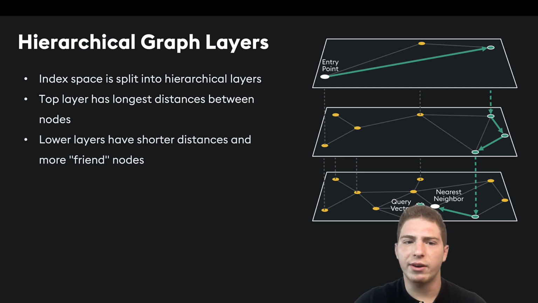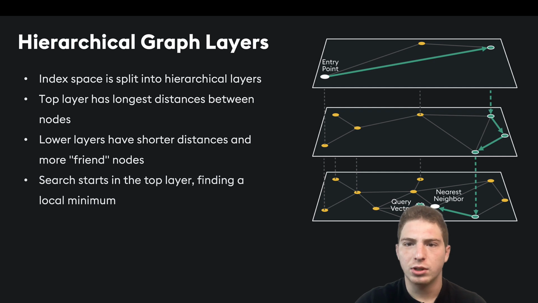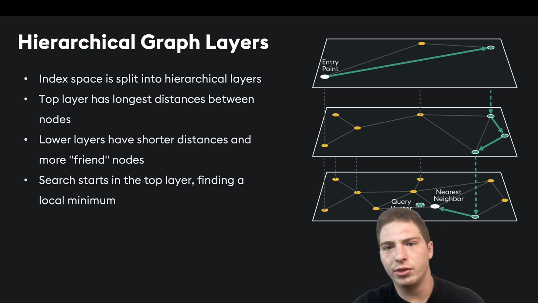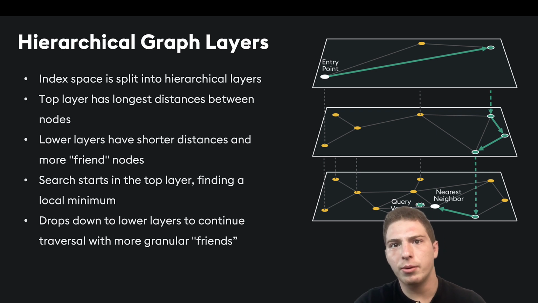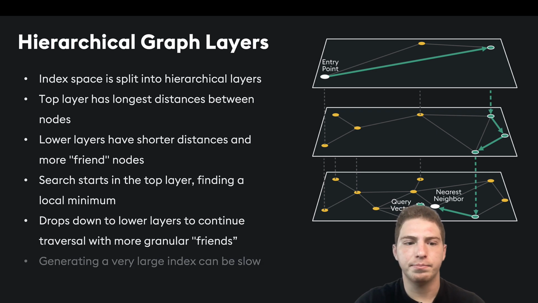And the lower layers have shorter distances, and they have more friend nodes. You start your search at your top layer, and you find a local minimum. And then you go down to the next layer and find the local minimum there. And then finally, you're at the bottom layer. And when you find a local minimum at the bottom layer, then you found the nearest neighbor to your query vector and you stop.